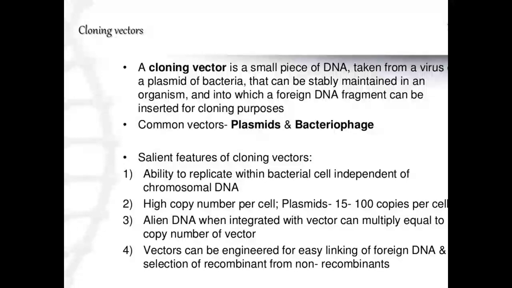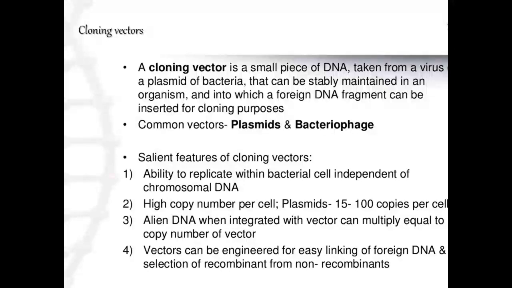What salient features are required for a cloning vector? One is the ability to replicate within the bacterial cell, independently of the chromosomal DNA. And a high copy number per cell is required. For example, plasmids can give 15 to 100 copies per cell.